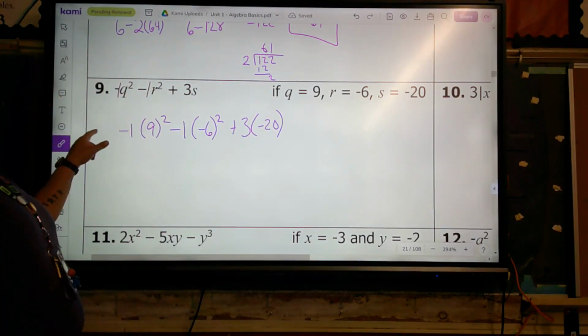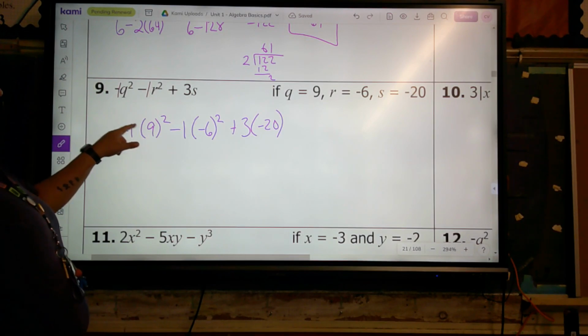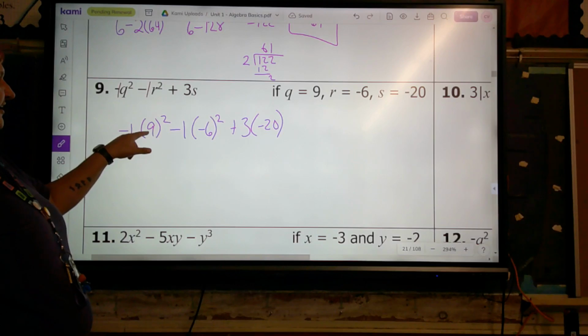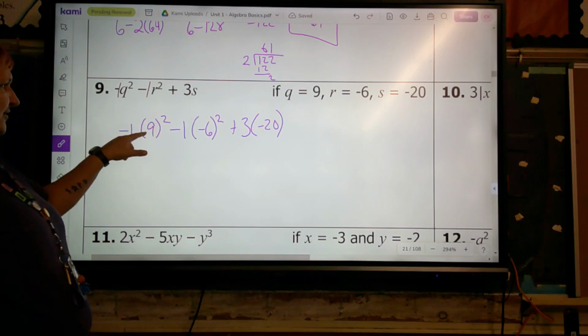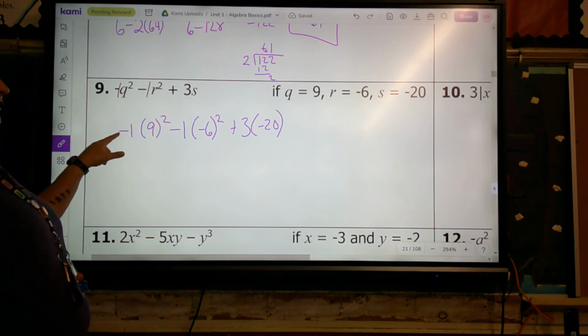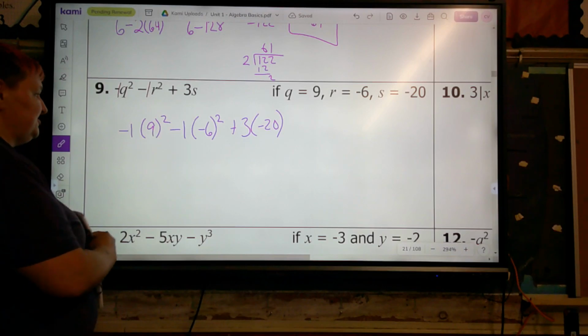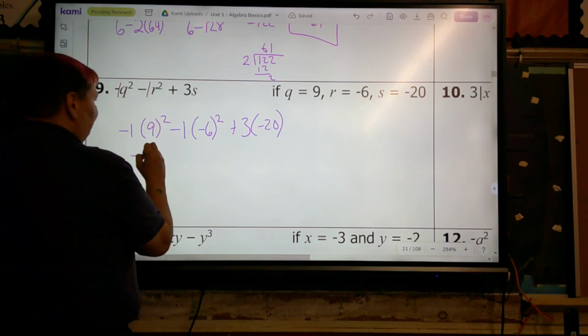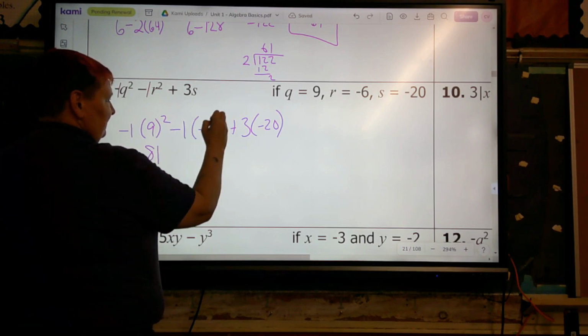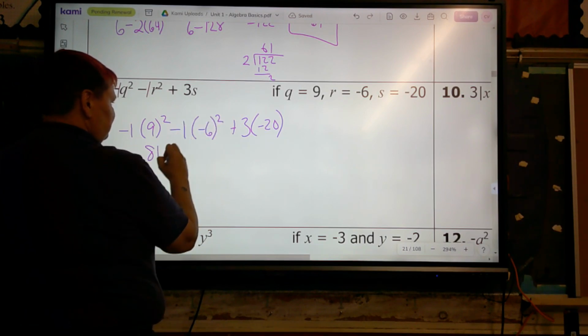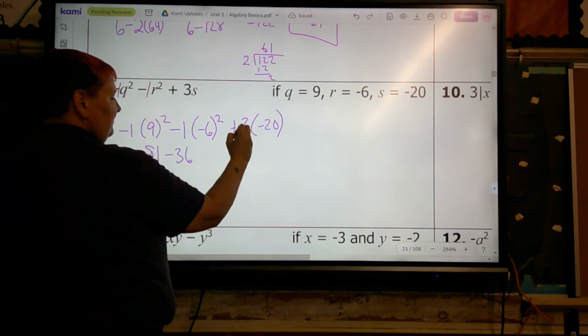You see why it matters now? If you would have just put negative 9, you would have done negative 9 squared, which is 81. But it's actually negative 1 times 9 squared, so you're going to end up with negative 81. It changes the sign. You've got to be careful. Alright, so negative 81. This is 36, negative 36.